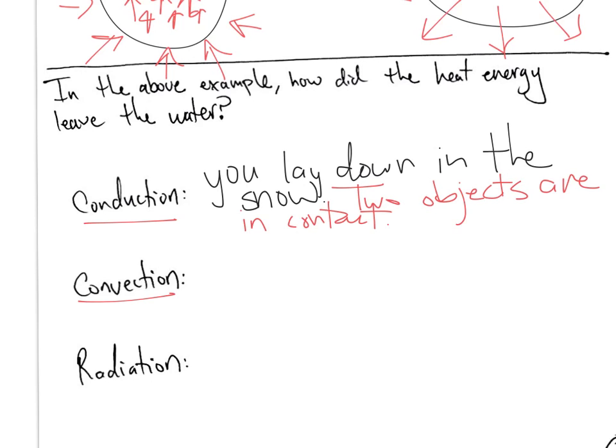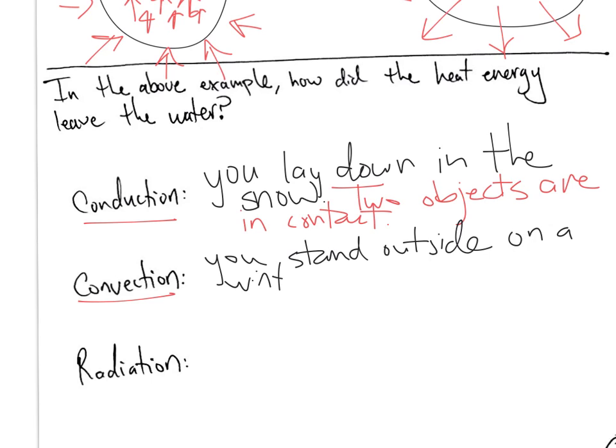Convection has to do with the fact that air molecules can transfer heat. An example of this would be you stand outside on a winter night. You can still do this wearing clothing, and you'll still get cold, and heat will still be pulled away from your body using convection, but the clothes are obviously good insulators. So convection is air molecules transferring heat.